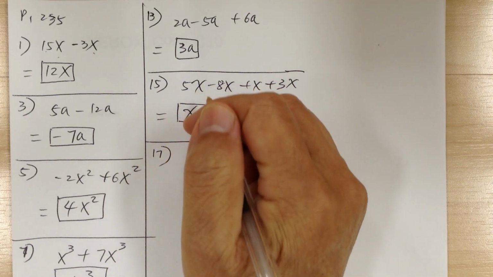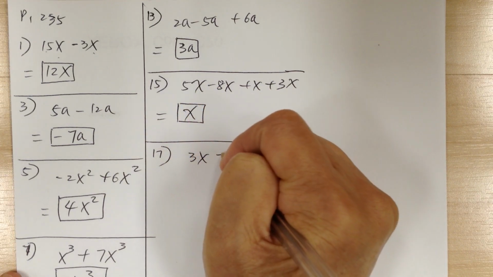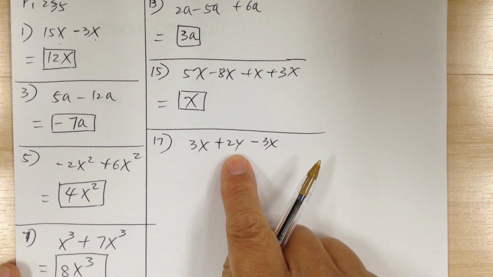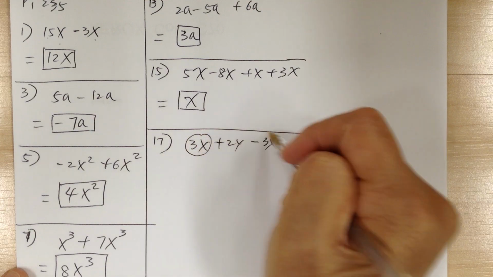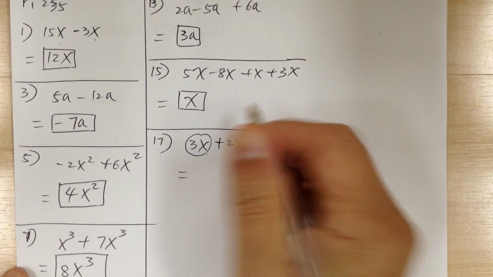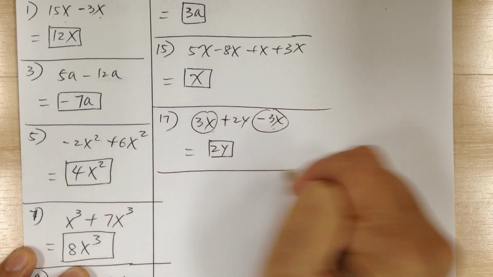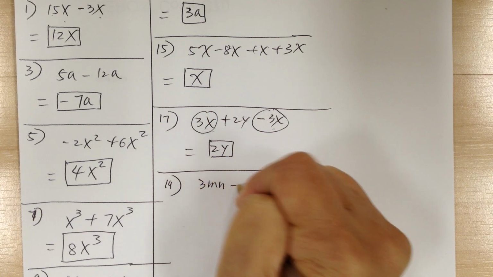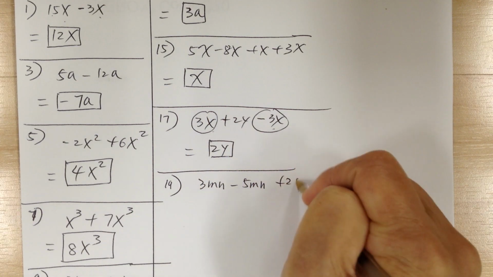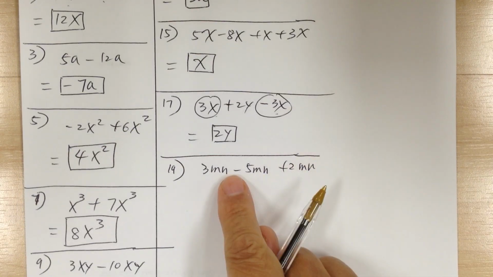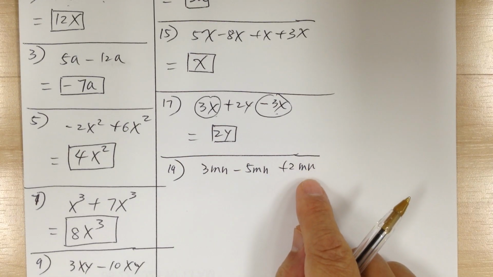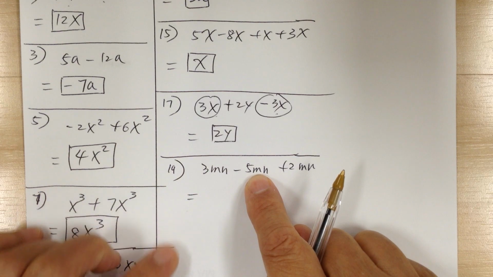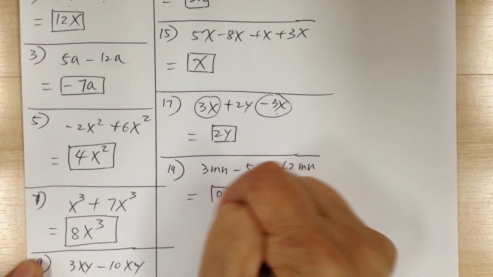Okay, 17. You have 3x plus 2y minus 3x. This is different from the other one, so you cannot combine this one. You only can combine this one and this one. Since they cancel out, your answer will be just 2y. Okay, next one, you got 3mn minus 5mn plus 2mn. All these have an mn, so all these are like terms, so you can just combine. 3 plus 2 gives you 5, and 5 minus 5 will give you 0, and 0 mn will just be 0.